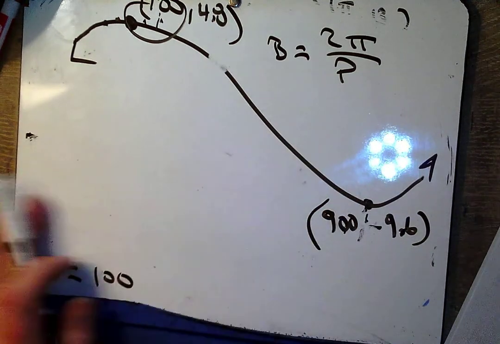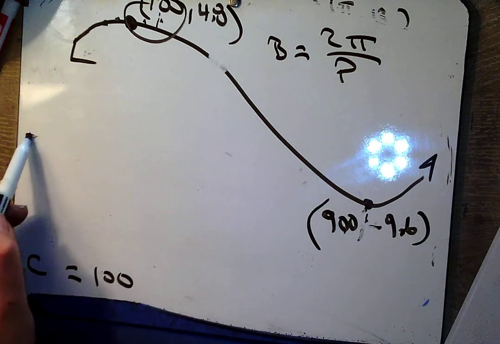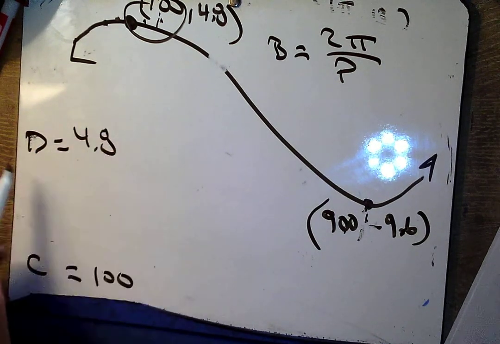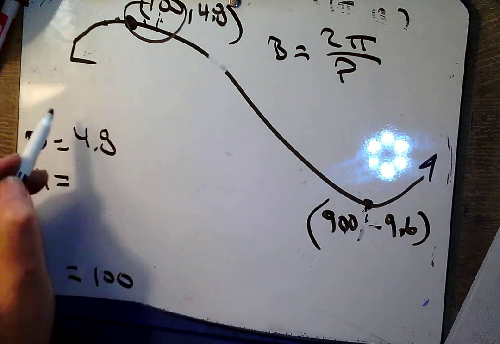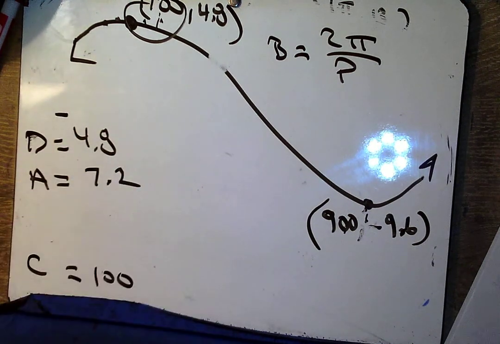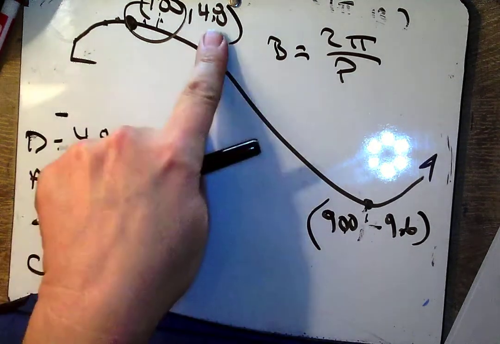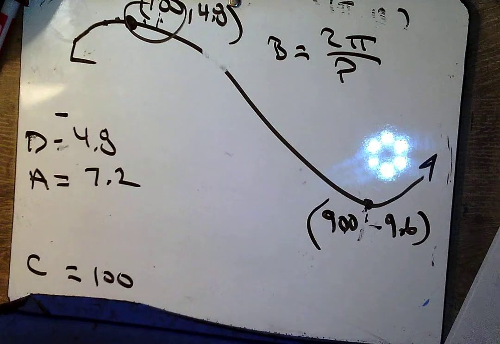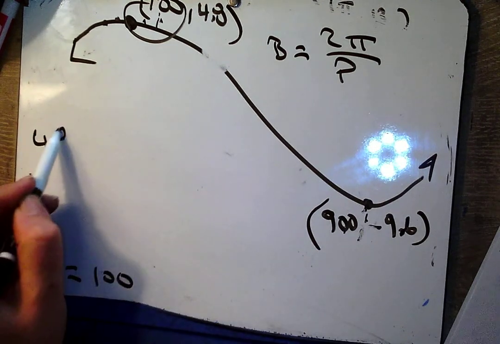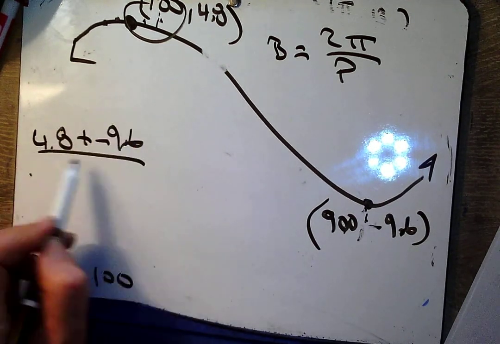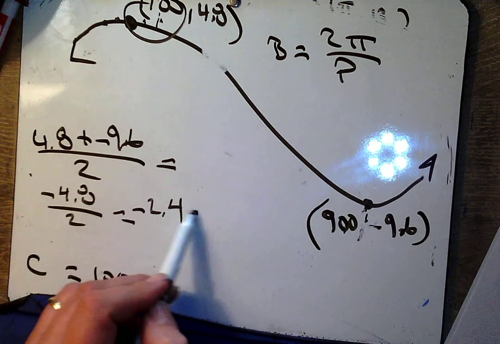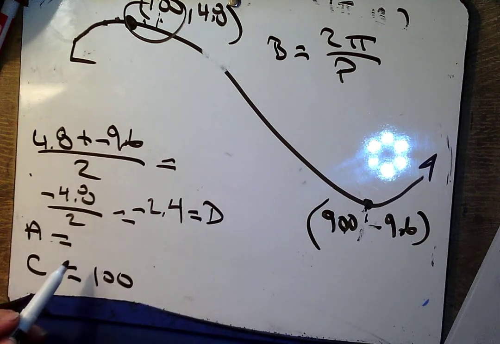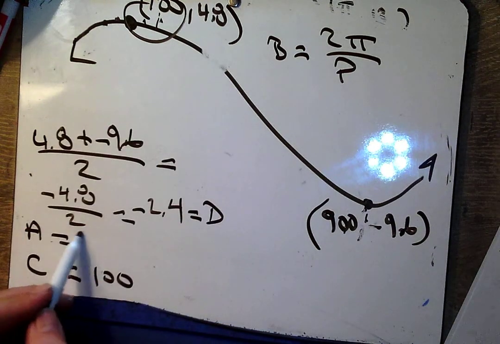So maybe I want to, oh, I can't believe I just did that. D equals positive 4.8, as I recall, and A was, no, that was negative 4.8, and A was 7.2. That plus that to make that. That minus that, now that makes it. I gotcha. Okay. 4.8 plus negative 9.6 is negative 4.8 divided by 2 is negative 2.4. Okay, so there's my D value. And my A value was that minus that, which is 7.2.